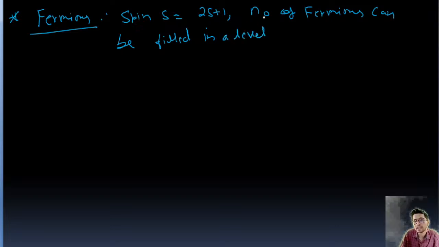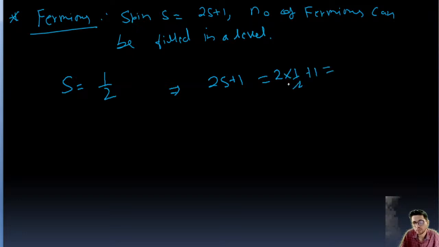So 2s plus 1 is the number of fermions that can be filled in a level. I'll explain. Suppose the spin of the fermion is given as 1/2. By Pauli exclusion, we find 2s plus 1, so 2 into 1 by 2 plus 1. The 2 will get cancelled, this is 1 plus 1, so 2 fermions will be filled in one level.